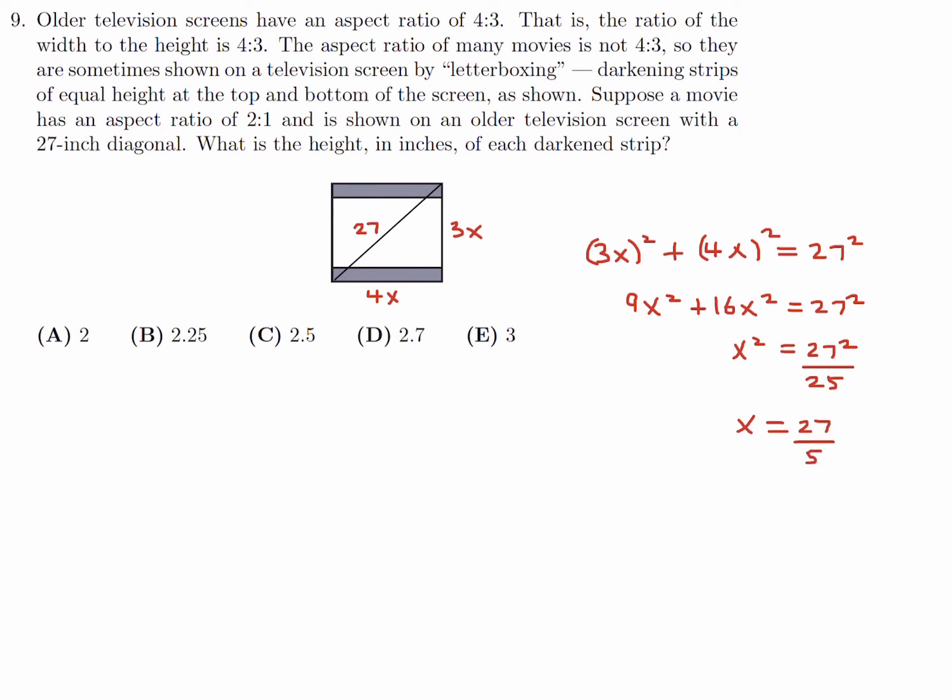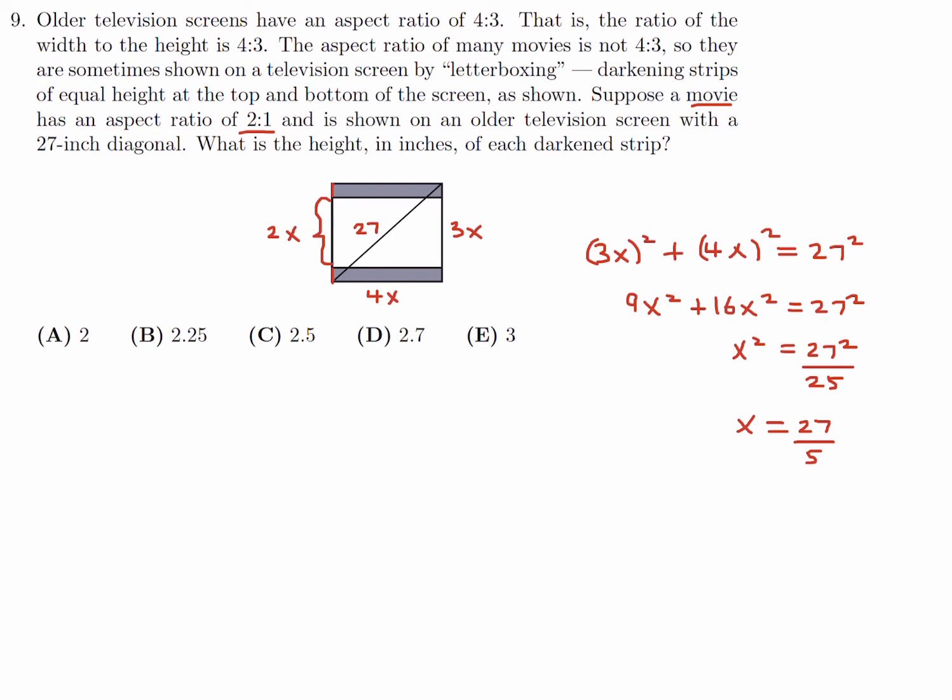All right. Now we get into this whole thing about 2:1. And what they're saying is that this, you see this white part, it's a ratio of 2:1. So from here to here, it's actually 2x, since this is 4x, and the ratio of this movie is 2:1. And they want you to find the actual distance from top to bottom of each of these darkened strips.